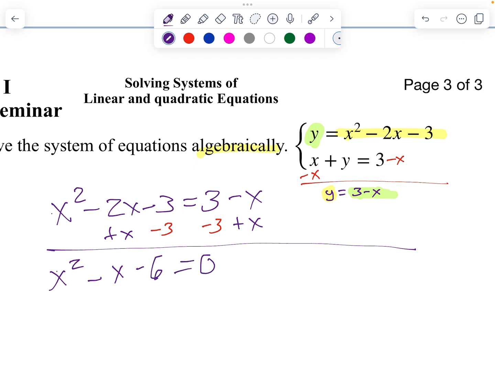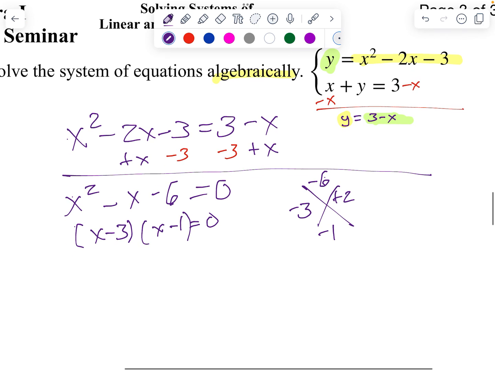Then I want two numbers that multiply to negative 6 but add to negative 1. That would be negative 3 and positive 2. So x minus 3 times x plus 2 equals 0. Then I'm going to get x equals 3 or x equals negative 2.